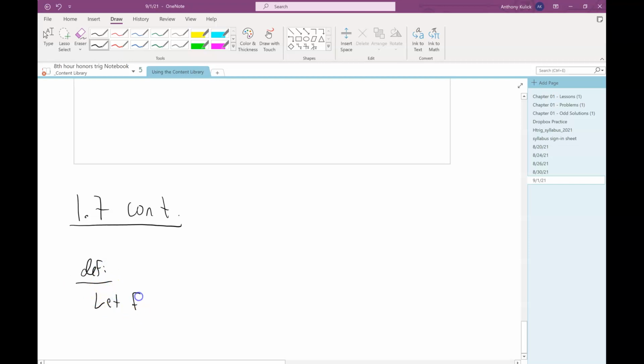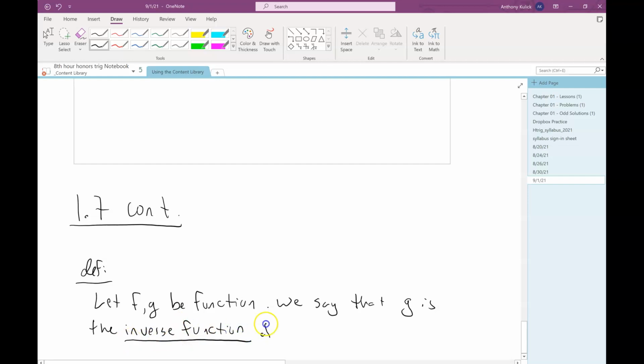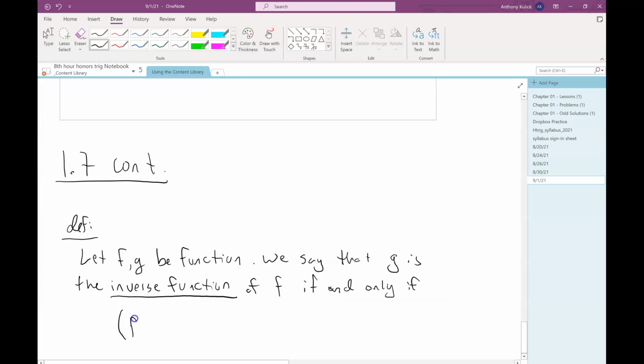So if we let f and g be functions, we say that g is the inverse function of f if and only if f compose g of x is equal to g compose f of x, and they both have to be x.